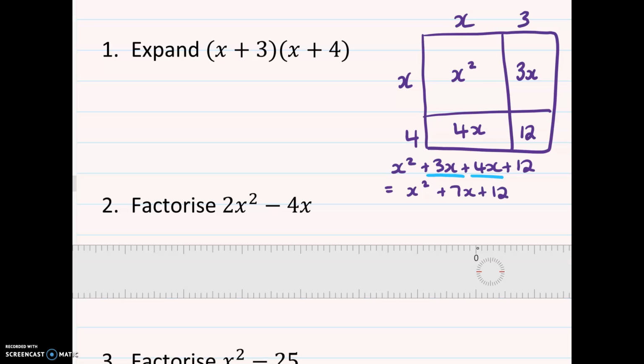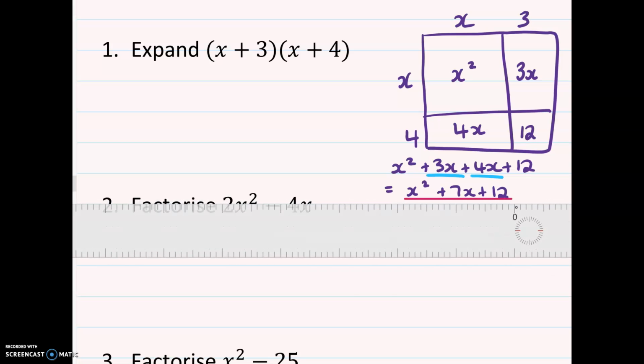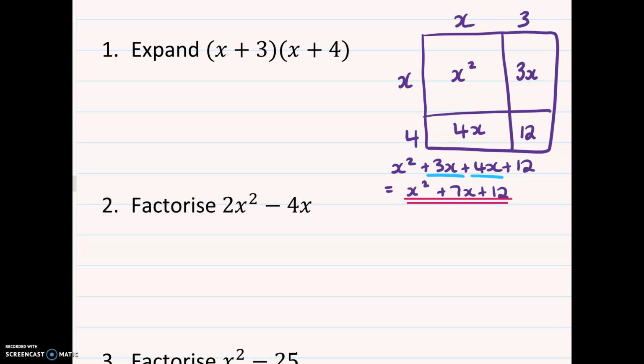Now you might have got it that way, or you might have actually just used FOIL, which is first, outside, inside, last. So I'm going to solve it that way as well, for those people that prefer that. So when I do first, it's going to be x times x, so it's going to equal x squared. Then you're going to do your outside, x times 4, so it's plus 4x. Your inside terms are 3 and x, so 3x. Keep in mind you are multiplying each time, and 3 times 4, you want 12. So that gives the same answer as when we did the boxes.